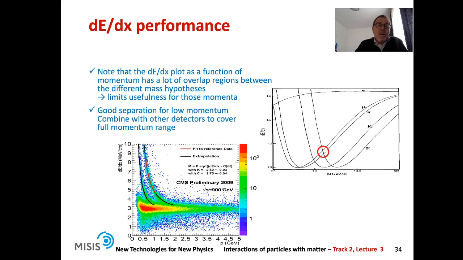Let me also show here the CMS results for dE/dx, and you see essentially that at momenta above a few GeV, it is not possible to distinguish between different types of particles.